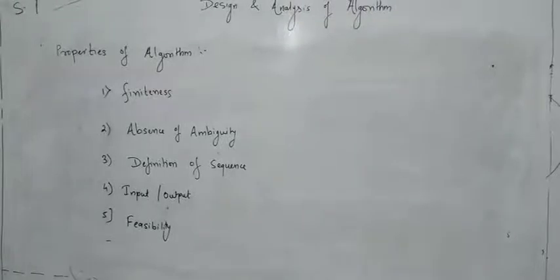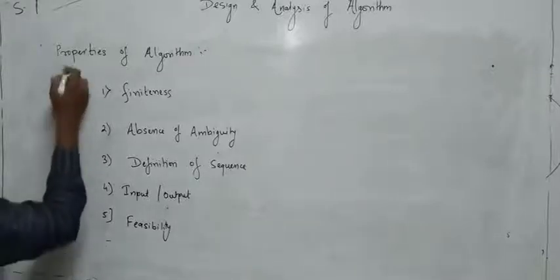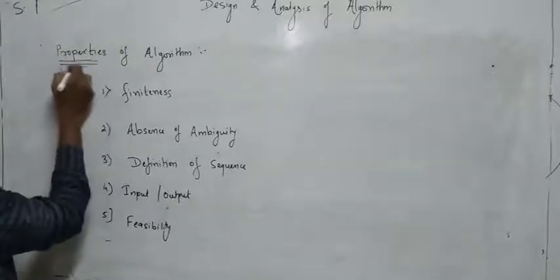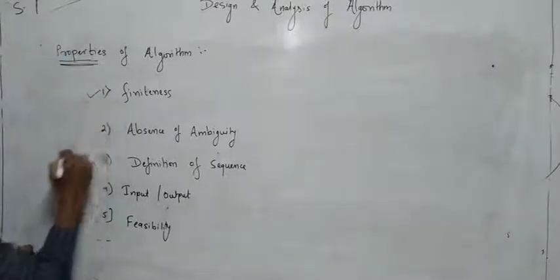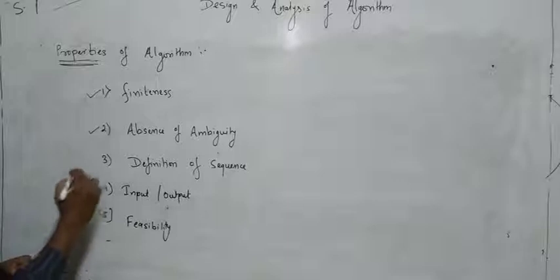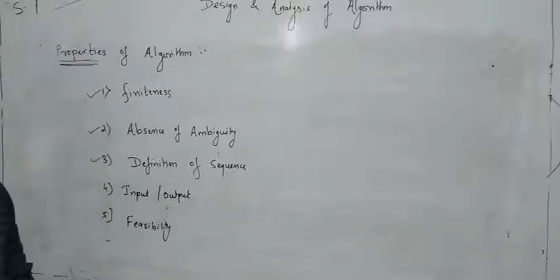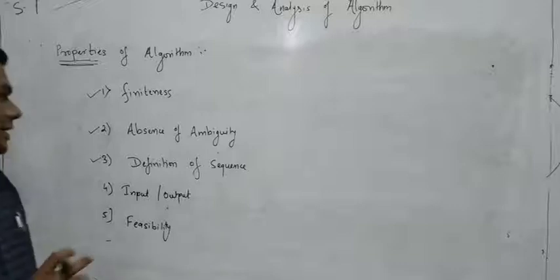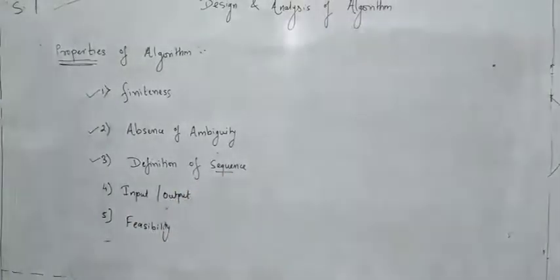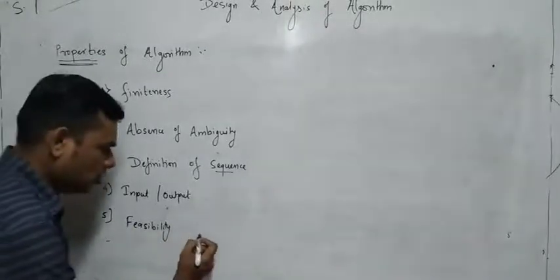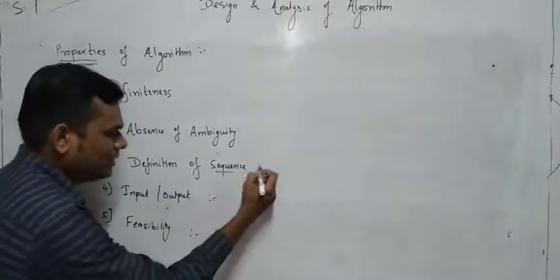So friends, this is our next topic. In this topic we have to see what the properties of an algorithm are. There are 5 different properties. First one is finiteness, second one is absence of ambiguity, meaning unambiguous. After that, definition of sequence, then input and output, and last one is feasibility. So what are those 5 properties of an algorithm?